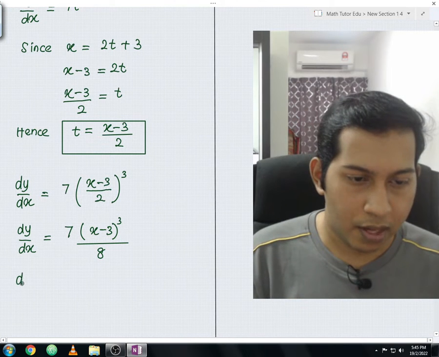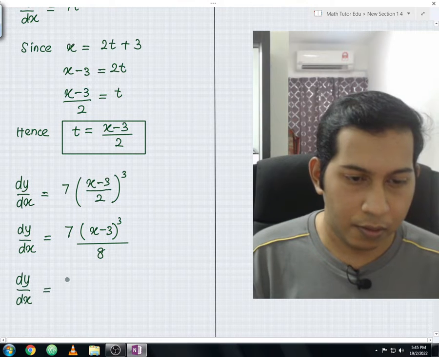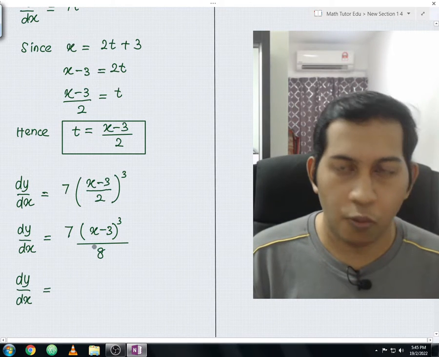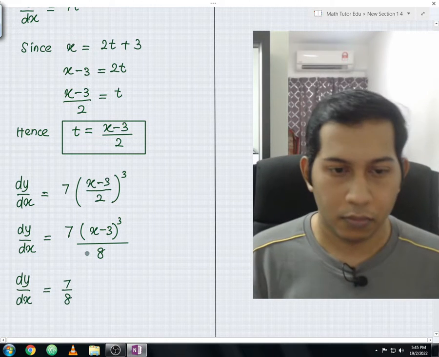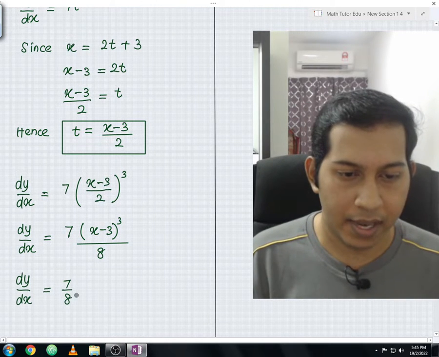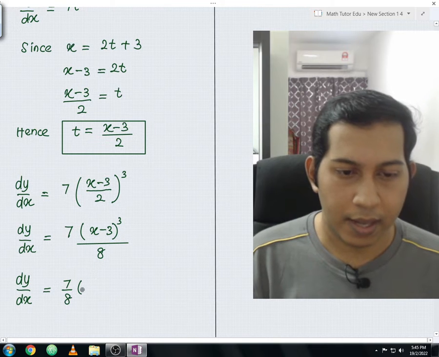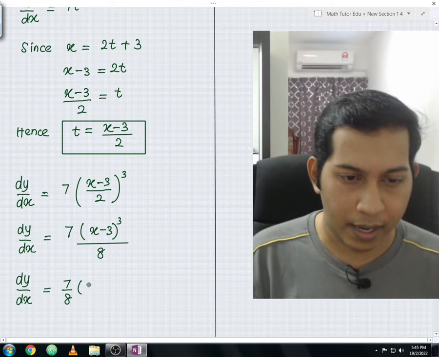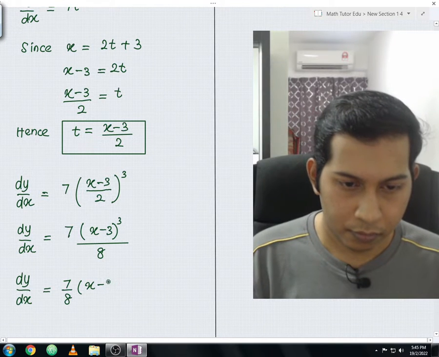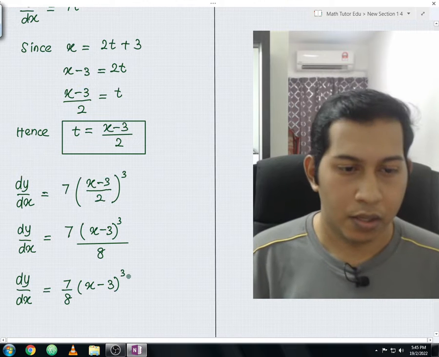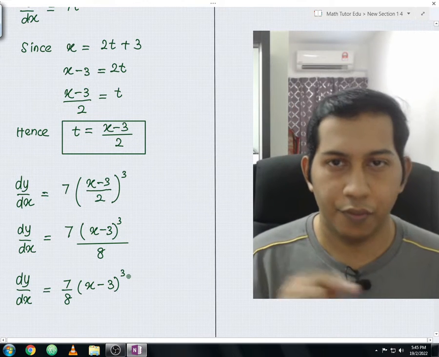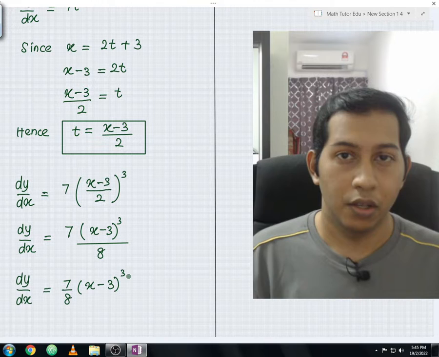So from here your dy over dx will be equal to 7 times 1 over 8, so technically you get 7 over 8, because you group the constants on the same side and the power on the other side. So from here 7 over 8 in a bracket x minus 3 cube. Okay, so this is the final answer for this question. So let me underline the solution for this question.